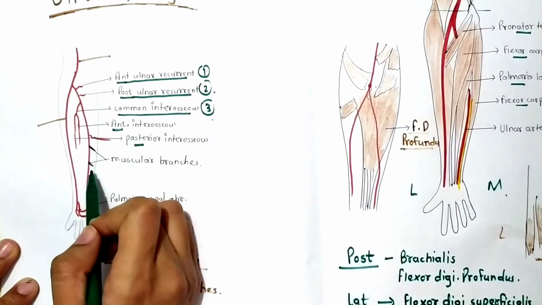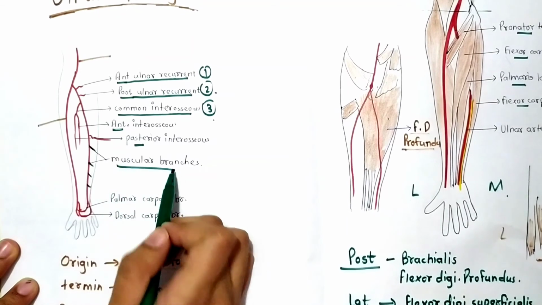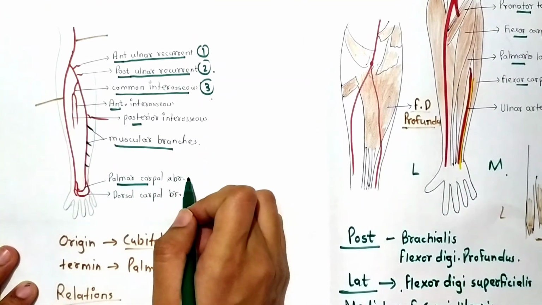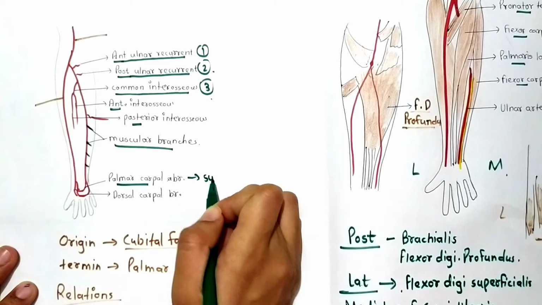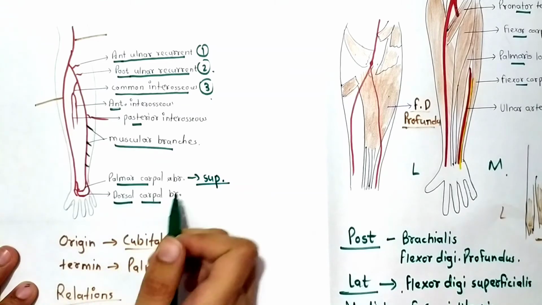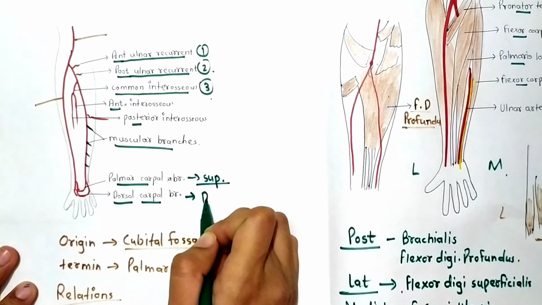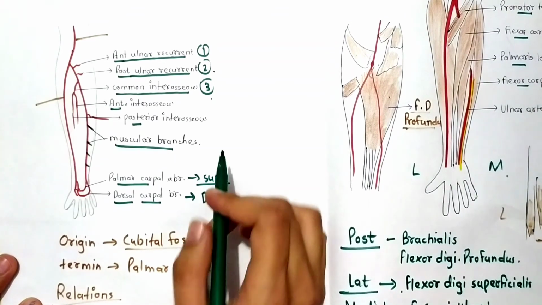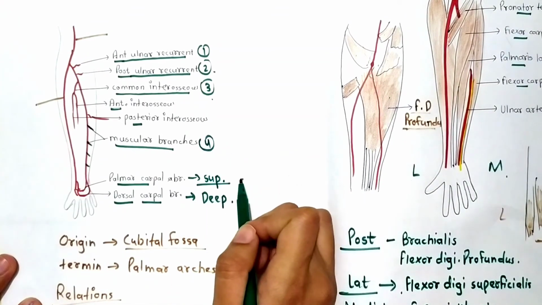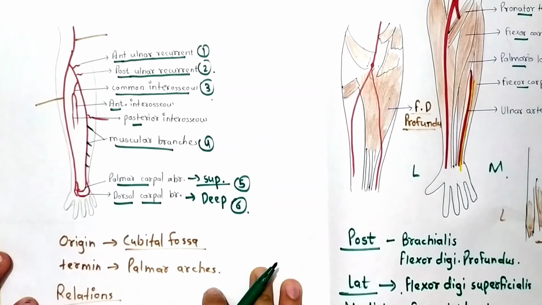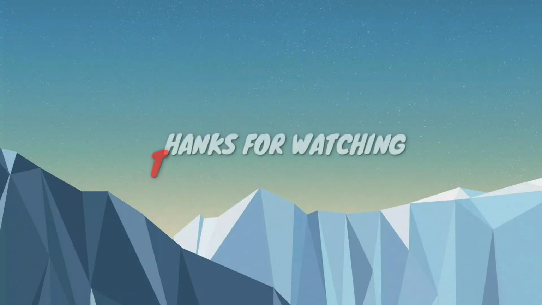Then there are small muscular branches. Then in the hand there is the palmar carpal branch which participates in the superficial palmar arch, and then there is the dorsal carpal branch which participates in the deep palmar arch. Okay. So these are all the branches. There are a total of 6 branches of the ulnar artery. Okay. So this is all about the ulnar artery.